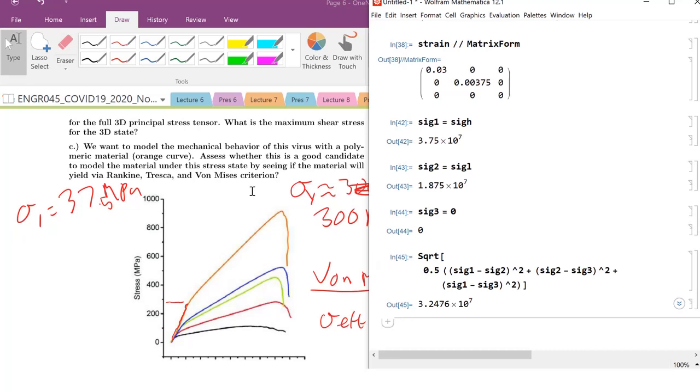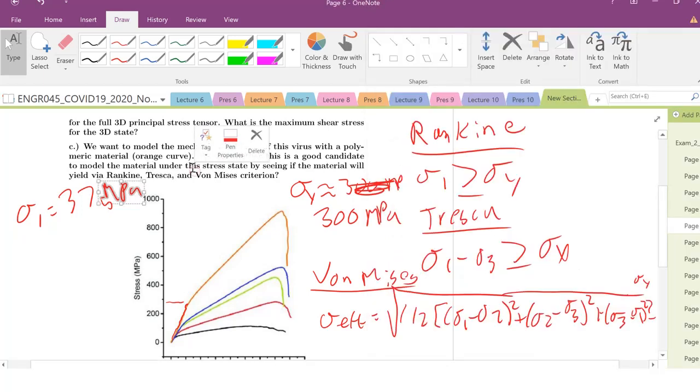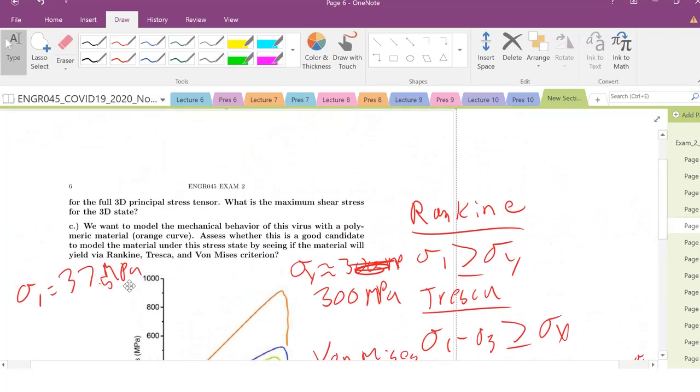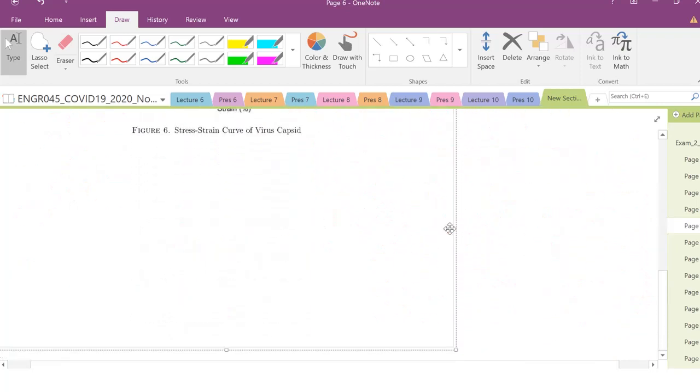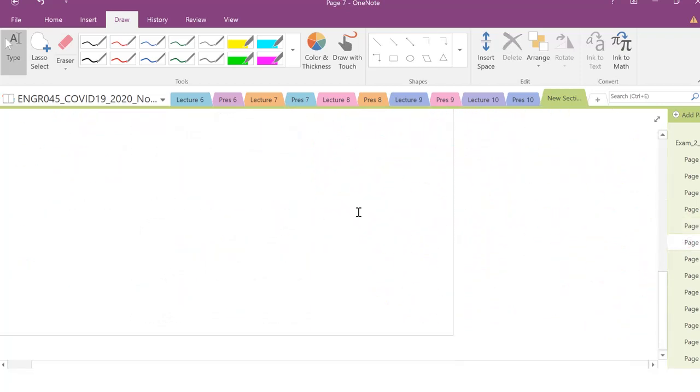So the question is, assess whether this is a good candidate to model the material under the stress state. It's a horrible model, right? Because again, this material not only yielded, it fractured at these stresses. So that's the hidden answer to this problem. But again, it's more about practicing using these yield criteria to see whether the material will yield or not. So yeah, I hope you like that question.